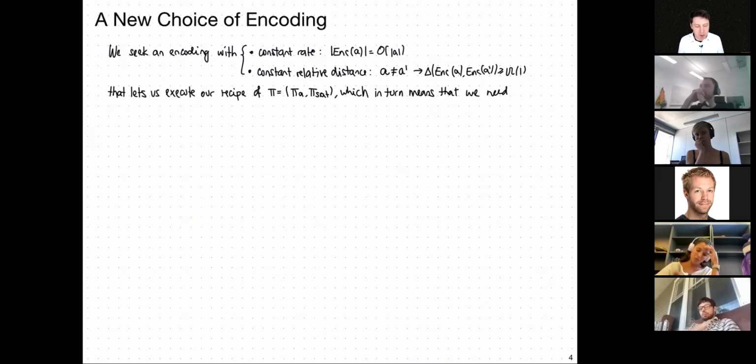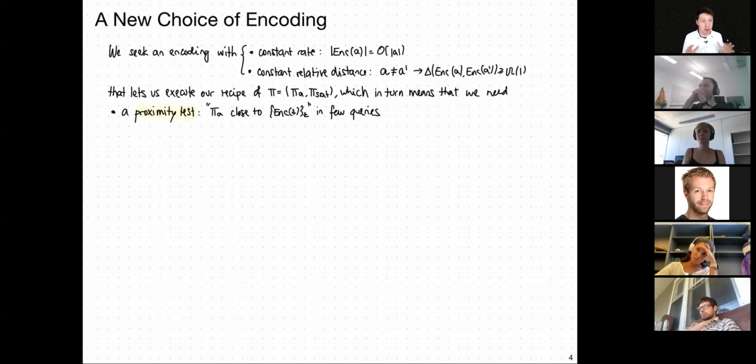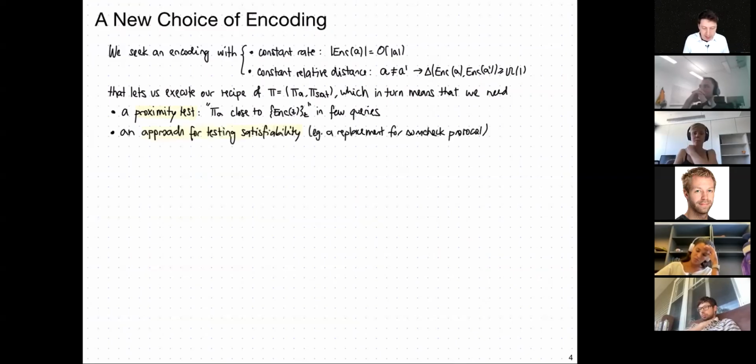But not only do we want such an encoding, we want an encoding where we can carry out this recipe. To carry out this recipe, we need a proximity test to make sure that whatever encoding we have, we can test that it is close to a valid encoding. It is not the case that every good code you can think of has a good proximity test. And even if we could test proximity, we would still need to test satisfiability of the encoded message. So we need some replacement for the sum check protocol that will be compatible with the encoding we pick. So it's a lot of structure that we need from this new encoding.